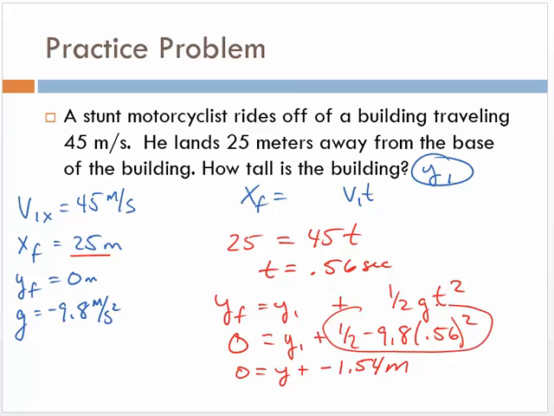I've taken this and punched it in my calculator and got negative 1.54 meters. If I take the y to the other side, I get negative y equals negative 1.54 meters. Negatives cancel out, and the height that this motorcyclist jumped from was 1.54 meters.